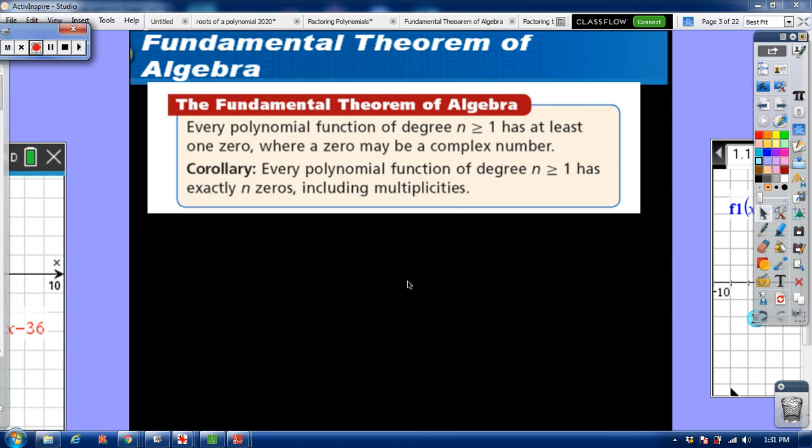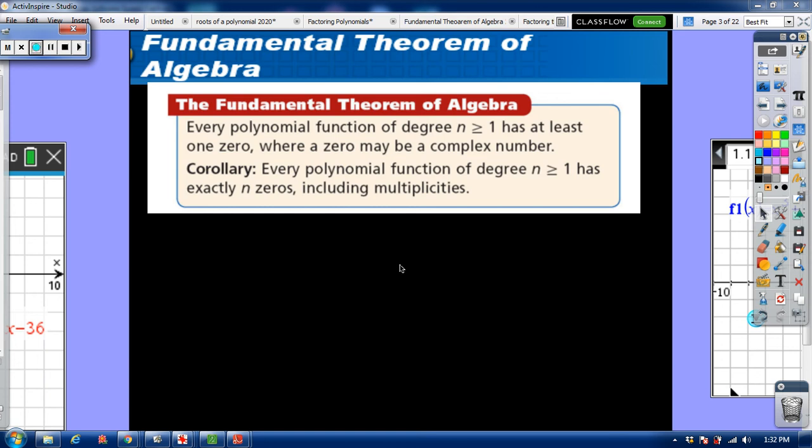Today we're going to look at the fundamental theorem of algebra. The fundamental theorem of algebra says that if we have a polynomial function of a degree that is greater than or equal to 1, it has at least one zero, where the zero may be a complex number. And then of course the corollary to that is every polynomial function of degree n greater than or equal to 1 has exactly n zeros, including multiplicities.